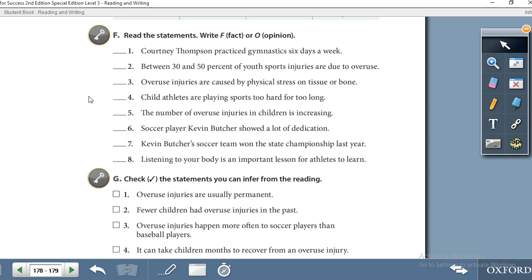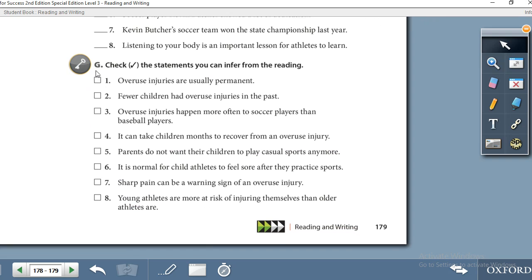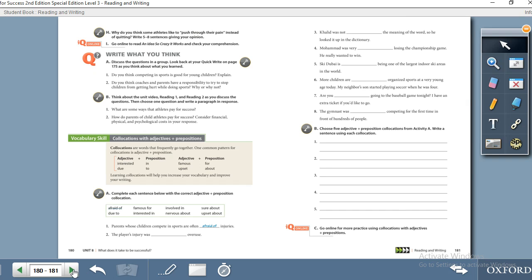Read the statements. Write F for fact or O for opinion. So if number 1 is a fact, you are going to write F. If you feel this is an opinion of someone, you are going to write the letter O. Let's look below that. Exercise G. Check the statements you can infer from the reading. So any statement that you can infer from the reading, you are going to put a check in the box. Let us turn over to the next page.